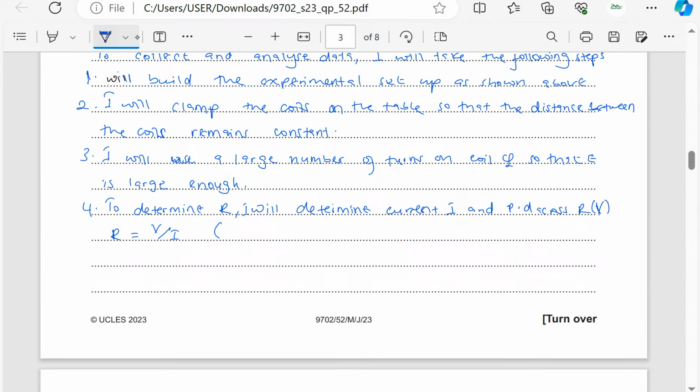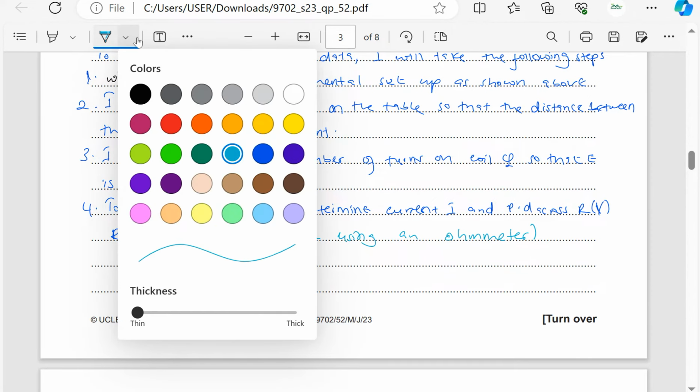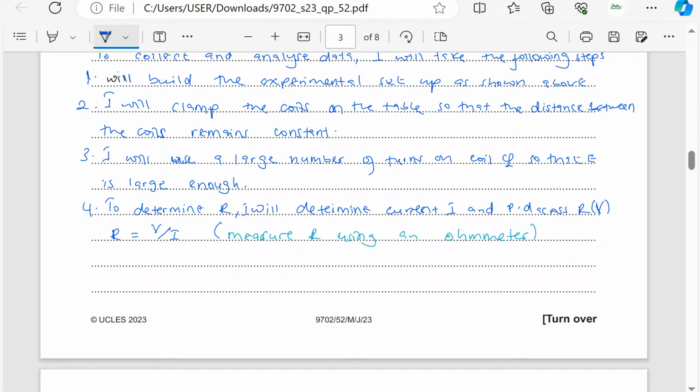Alternatively, instead of determining this, I'll put this in another column. I will measure R using an ohm meter. So instead of using V and I to find R, you would just read it directly from an ohm meter. So this is another way of doing it, but me, I've chosen to measure I and V, then find R from V over I.